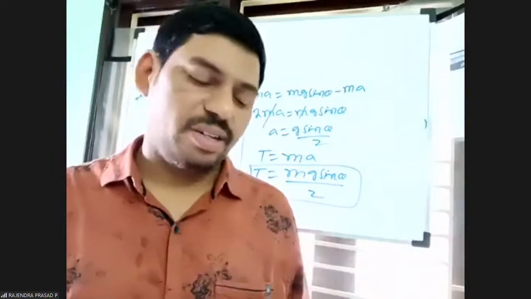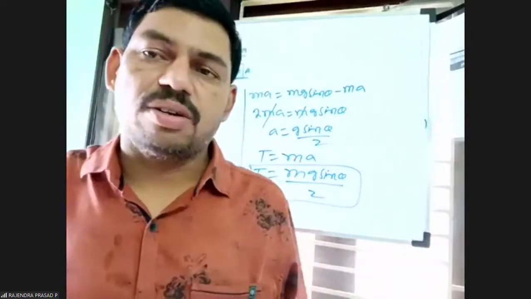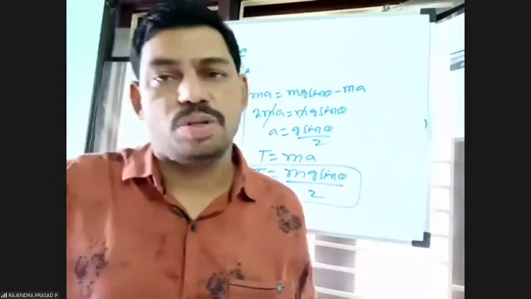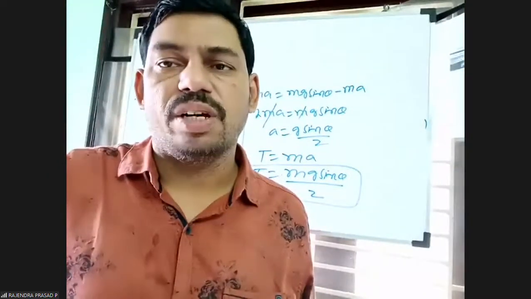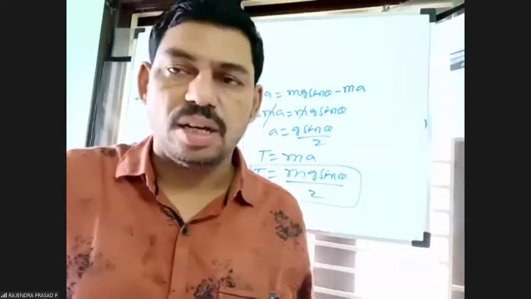A value, standard output. A equal to (M1 minus M2) by (M1 plus M2) into g. Next, S equal to half A T square. S value 2 meters given. Substitute and simplify.